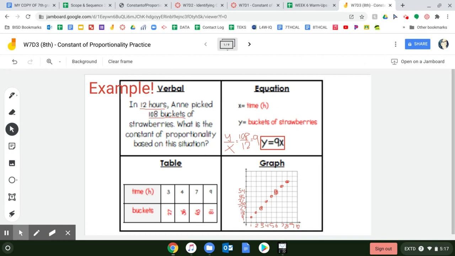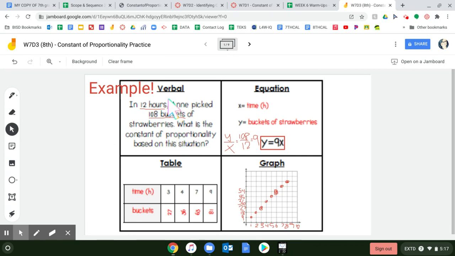In this assignment, you're going to be given a verbal situation. You will be creating your equation, table, and graph from that situation. The first slide I gave you is an example. It says in 12 hours, Anne picked 108 buckets of strawberries. What is the constant of proportionality based on this situation?